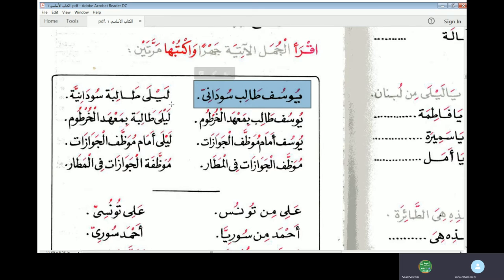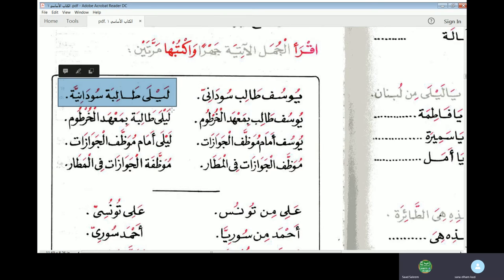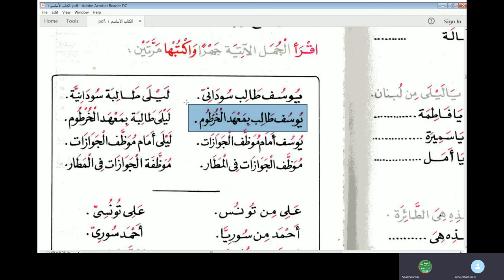Yusuf is a Sudanese student. Layla is a Sudanese student. Yusuf is a student at the Khartoum Institute, bimahadil Khurtum. Harf jar B. Layla is a student at the Khartoum Institute.